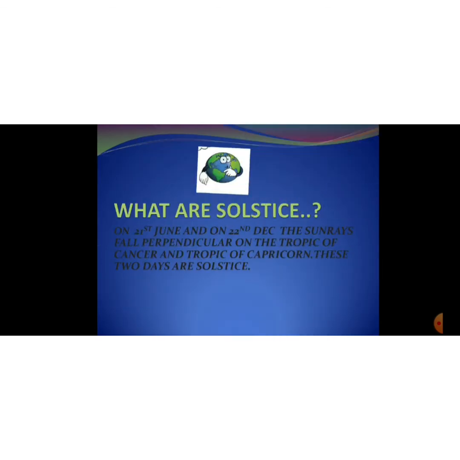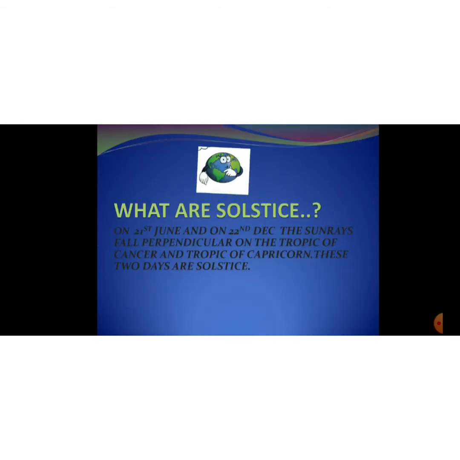What are equinoxes? As the earth revolves, the equator receives perpendicular rays on 2 days in a year. These days are 21st March and 23rd September. On these days, both poles are at equal distance from the sun. These are equinoxes.